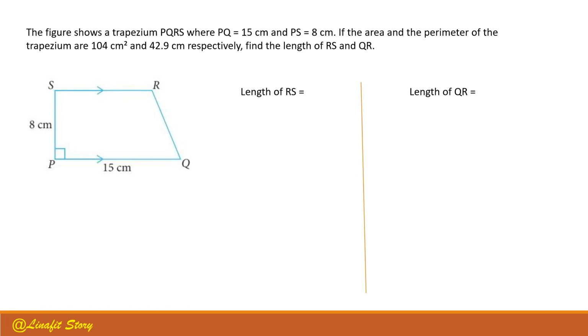The figure shows a trapezium PQRS where PQ is 15 cm and PS is 8 cm. If the area and the perimeter of the trapezium are 104 square cm and 42.9 cm respectively, find the length of RS and QR.